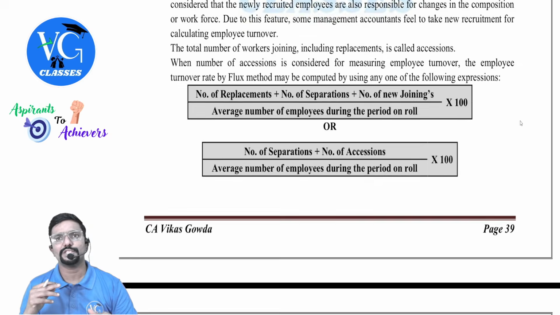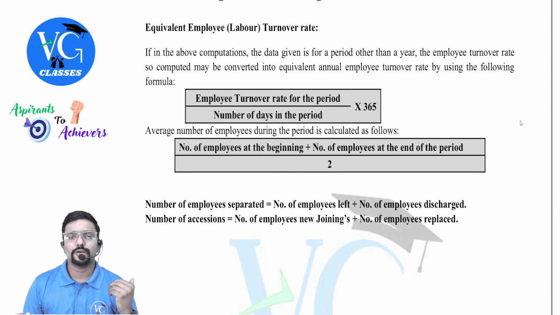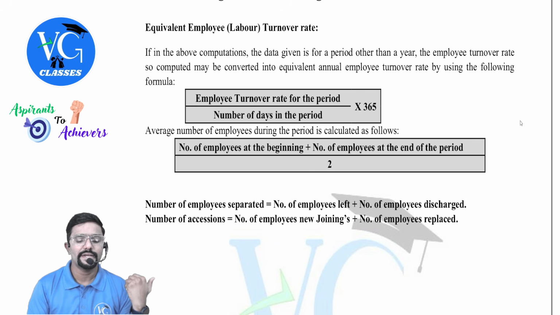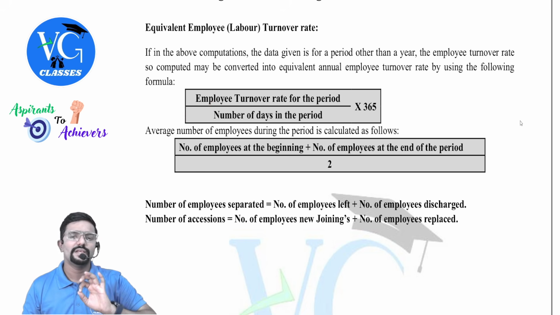Sometimes equivalent calculation also they will ask. Equivalent employee or labor turnover rate. If in the above computations, the data given is for a period other than a year, the employee turnover rate so computed may be converted into equivalent annual employee turnover rate by using the following formula. What is it? Employee turnover rate for a period, whichever period you have calculated, divided by number of days or number of months or number of quarters in the period, into 365.